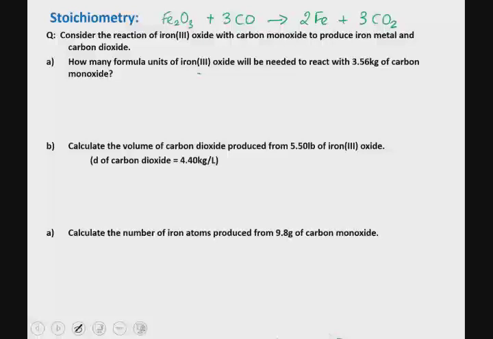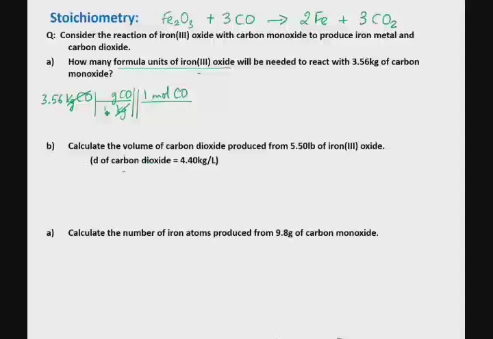So I'm going to set up the first one, and I'm going to ask you to complete the rest on your own, and I'll write down my answers. Hopefully they will match. So the first one, we need to go from 3.56 kilograms of carbon monoxide to formula units of iron(III) oxide. So first step, of course, is to convert kilograms to grams, and then grams of CO can be converted into moles of CO.